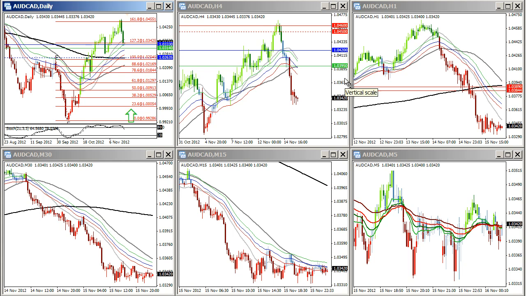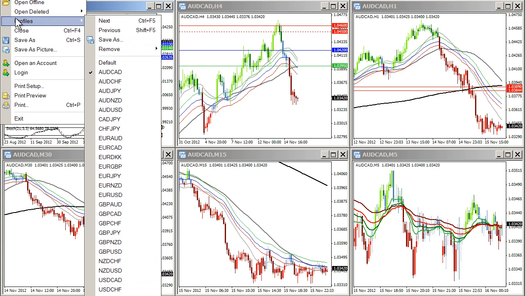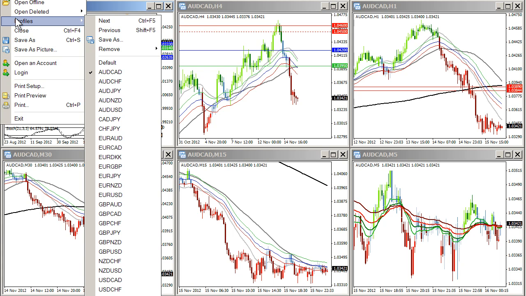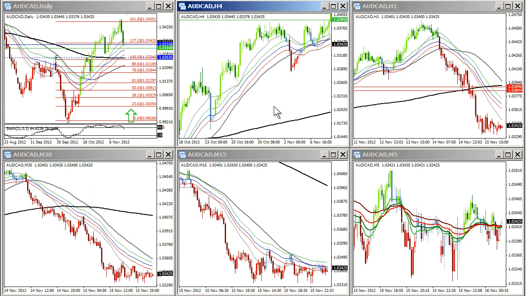One of the things that I want to show you right off the bat here is the list of pairs that I look at. Starting off with the Aussie loonie there at the top and all the way down to the bottom, Aussie yen, dollar yen. These are the pairs that I'll look at on any given day.